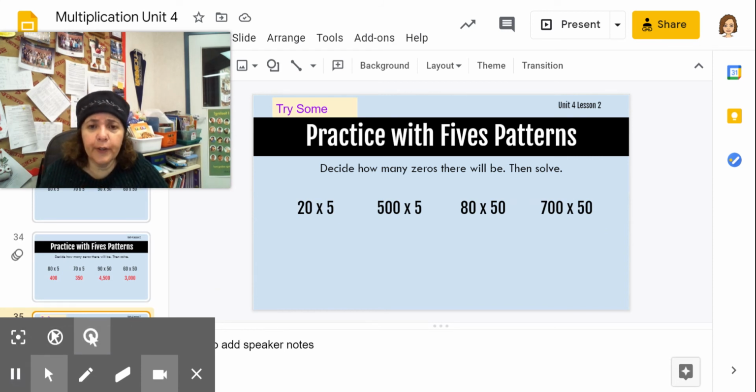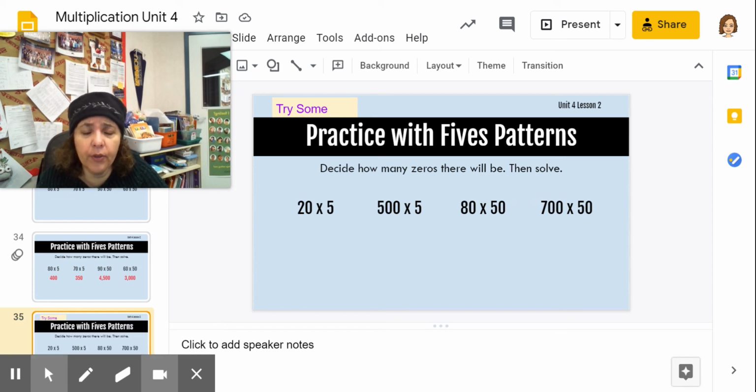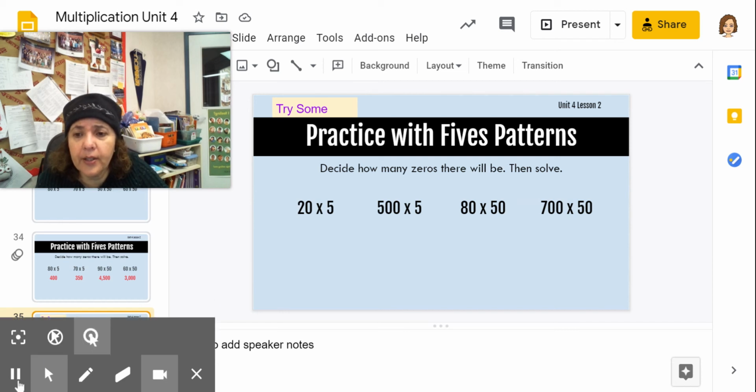Okay, so you try some. Write these down in your math notebook. Decide how many zeros there will be, then solve. Okay, so first decide, is it an odd number or even number? Remember, if it's an odd number, it's going to end in a 5 and you're not going to need an extra 0. But if it's an even number, you're going to have to add an extra 0. Okay, so go ahead and do these and then come back to me.